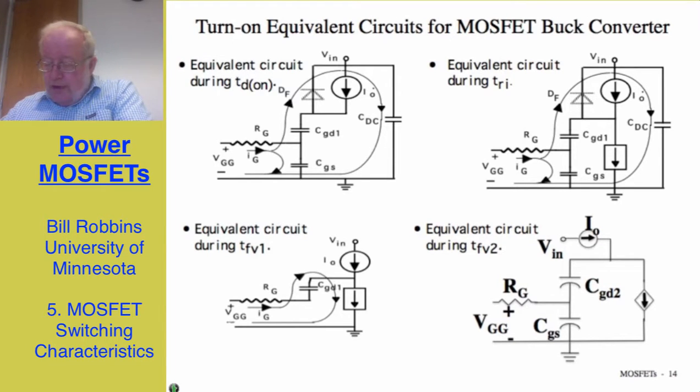When I reach a low enough value of drain to source voltage, I still have the same equivalent circuit, but now I have to change the value of the gate to drain capacitance to the larger value C gate to drain 2.